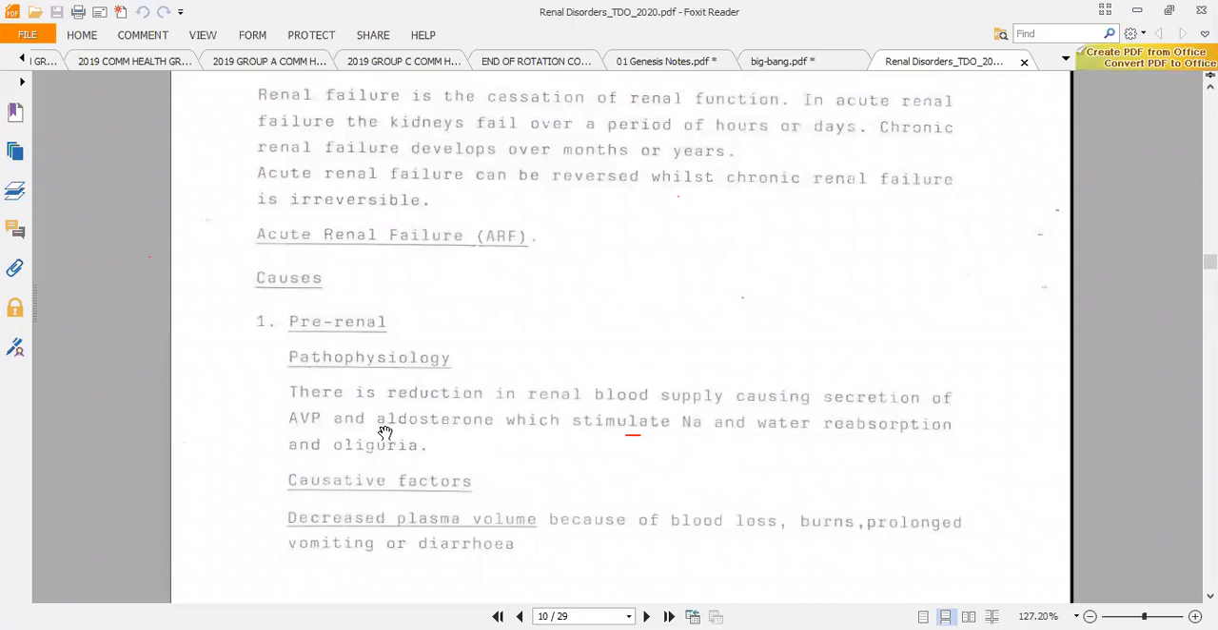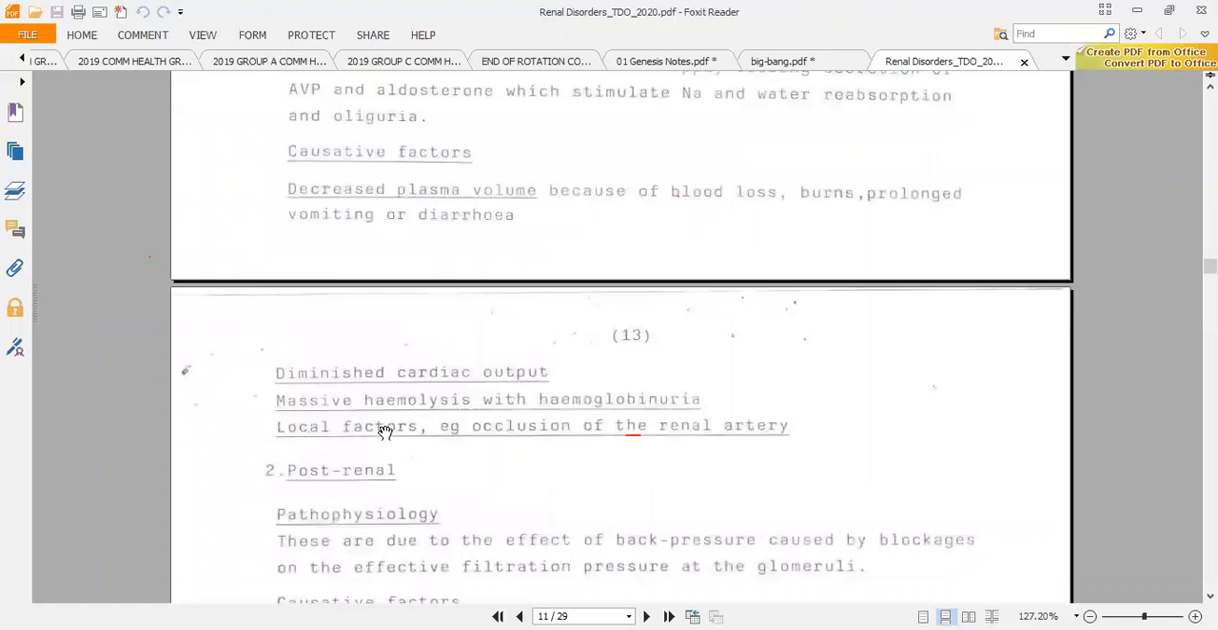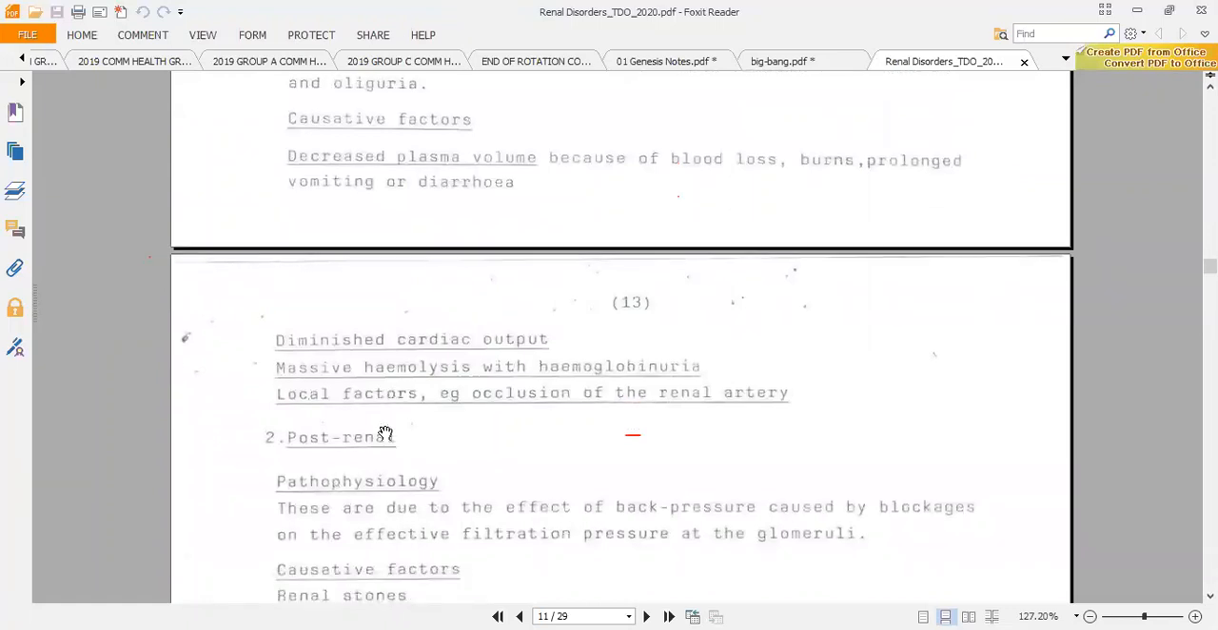Okay, or someone who is losing blood, hemorrhage. Okay, so they can all cause pre-renal failure. Okay, and then we also have the post-renal failure. So post-renal failure is usually caused by obstruction, when you have anything obstructing the urinary tract, okay.